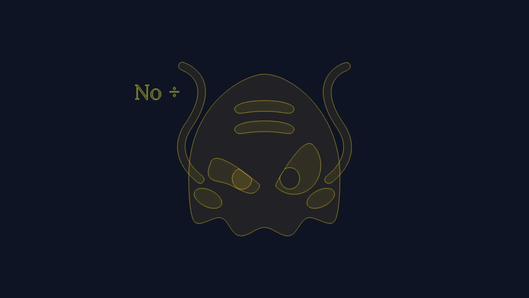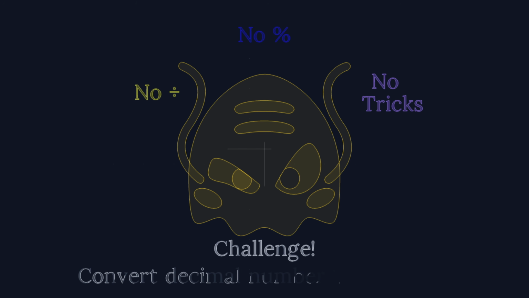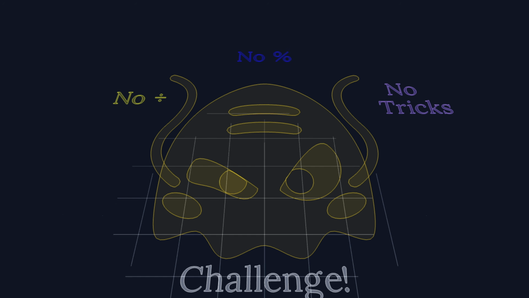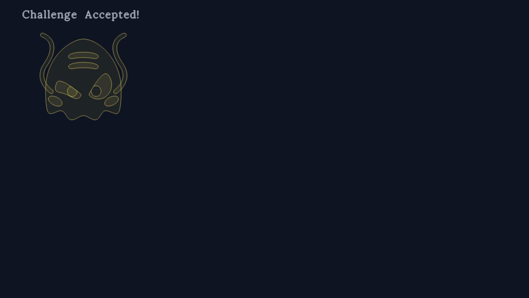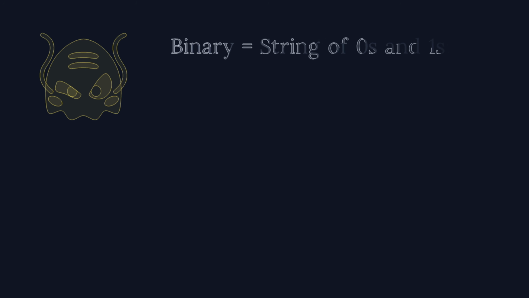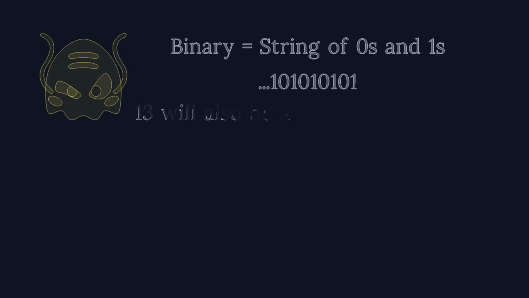No division, no remainders, no tricks. So here's the challenge. Can he convert the decimal number 13 into binary using only these three tools? Let's see. The alien accepts the challenge and starts working on it. He observes that the binary form of any number is simply a string of zeros and ones, like this. So 13 must also be written as a string of zeros and ones.